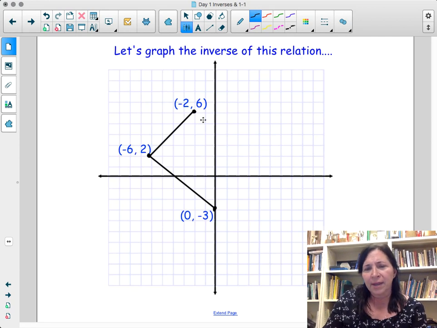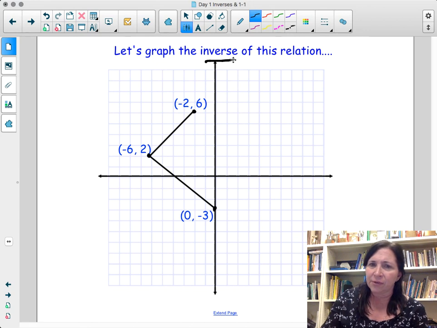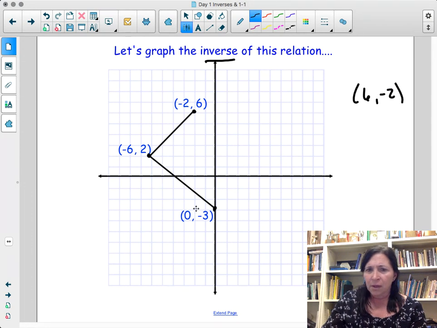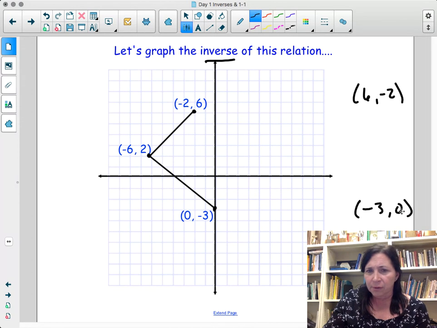So again, given points, points are easy. To find the inverse given just points, you just take the points and you switch them. So for this point right here, negative 2, 6, the inverse of that would be 6, negative 2. For this one right here, 0, negative 3, the inverse would be negative 3, 0. For this right here, negative 6, 2, the inverse would be 2, negative 6.